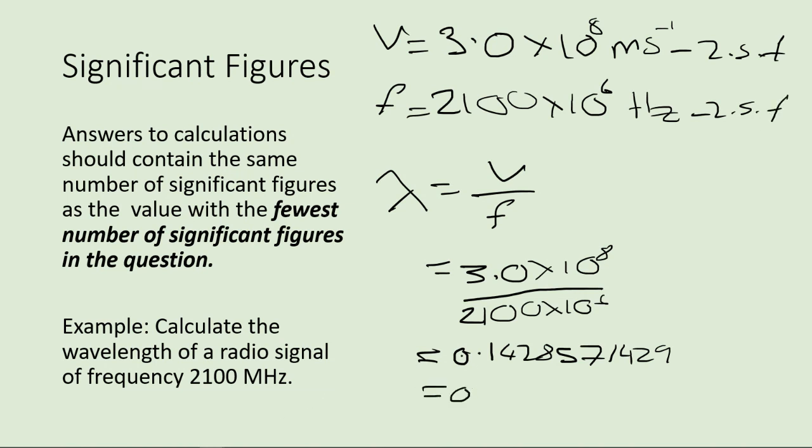So 0 is not significant. 1, 4, there's our 2 significant figures here. The number after the 4 is a 2, so we just round that down to 0.14 meters. So there's our answer rounded to 2 significant figures. It can help if you're writing down information at the top to write down the numbers. Until you get used to it, it might be worth just writing down how many significant figures each of the values has.